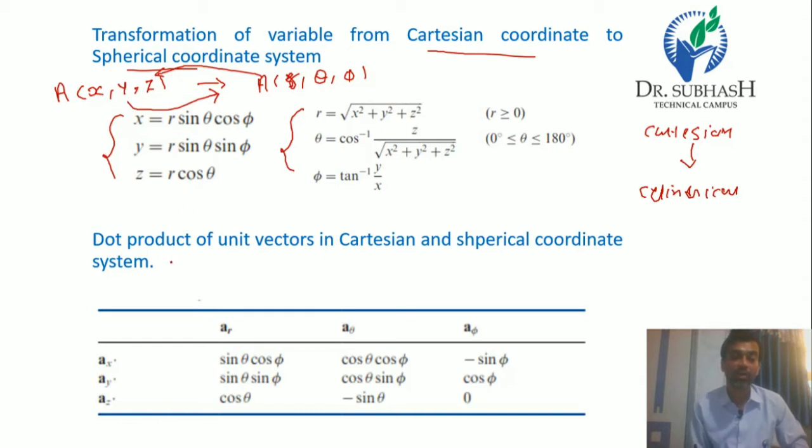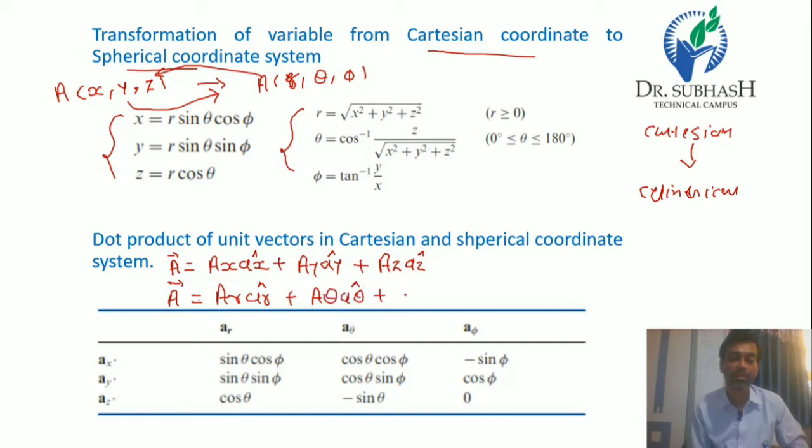Now, when you are transforming a vector from one coordinate system to another, suppose you are given a vector A, which is represented by Ax ax plus Ay ay plus Az az direction, and you transform this vector to the spherical coordinate system, meaning in general Ar in the ar direction plus A theta in the a theta direction plus A phi in the a phi direction.